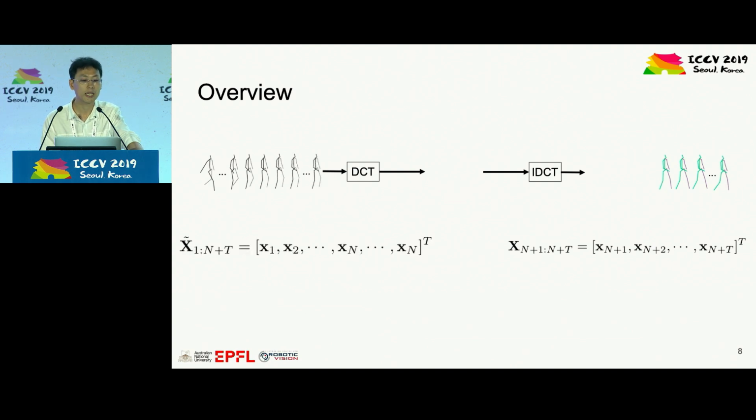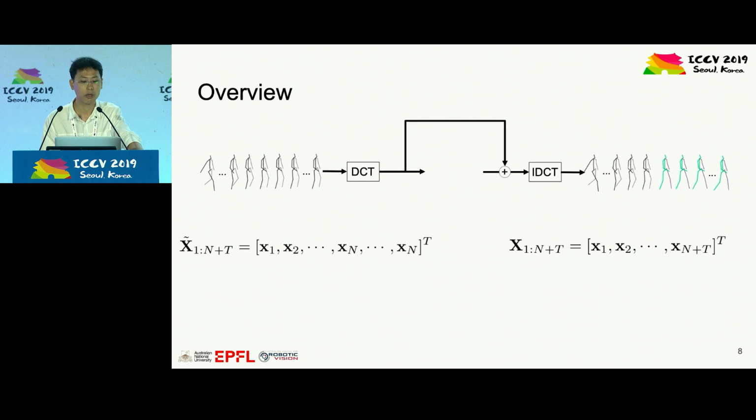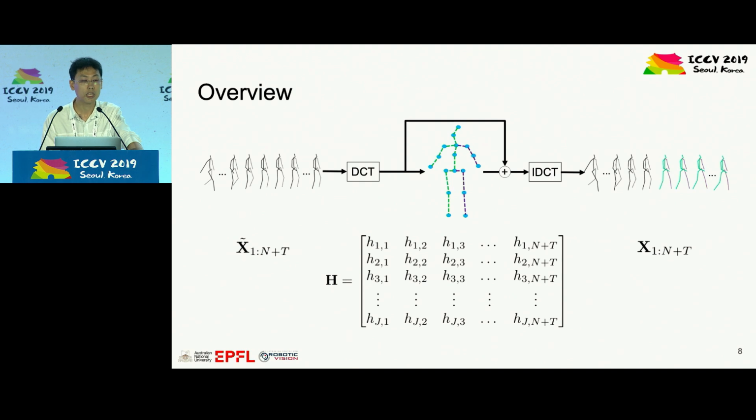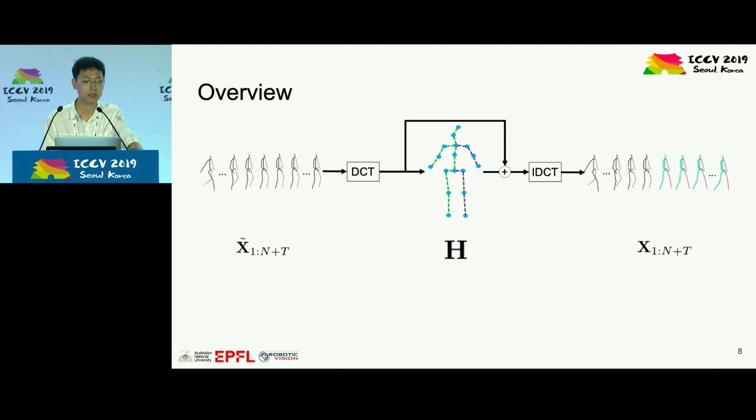We first replicate the last observed pose t times to generate a longer sequence, and the goal now is not only to predict the future poses, but also to recover the observed sequence, which can be translated to estimating the residual. After the DCT, the input sequence is brought to trajectory space represented by H. Each row of H is the DCT coefficient of a joint coordinate or angle sequence.